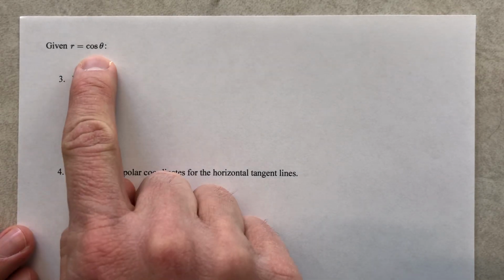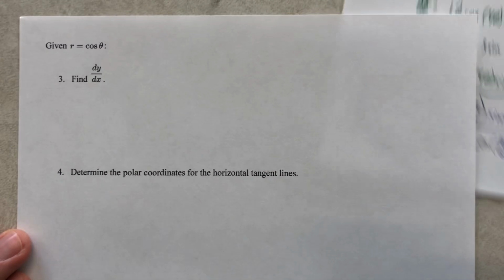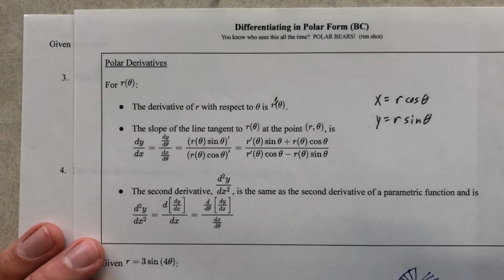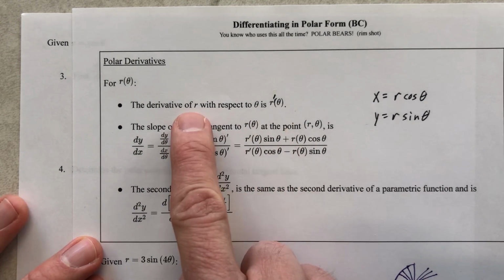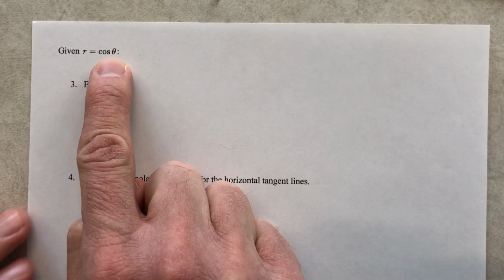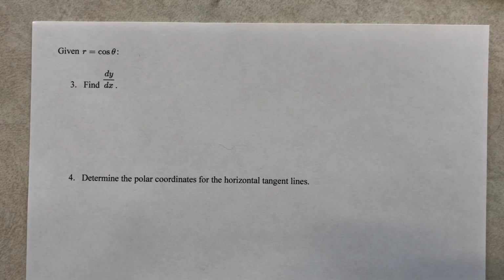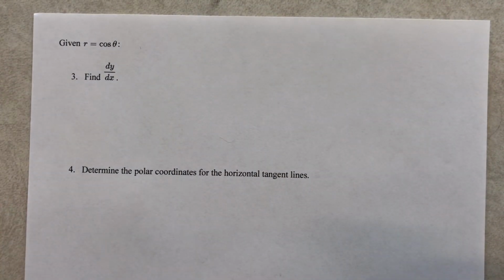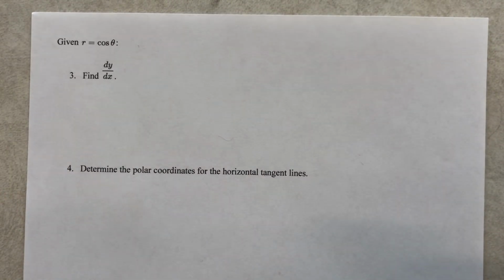They gave you r equals cosine theta. They want you to find dy over dx. Now that is essentially the slope of a tangent line. So that's the complicated one. It's not the easy one where you're finding r with respect to theta. If they would have said, hey, find the rate of change of r with respect to theta, the answer would be negative sine theta. That's it. You found a derivative. But I want this to be represented as a slope of a line, like x and y sort of thing.